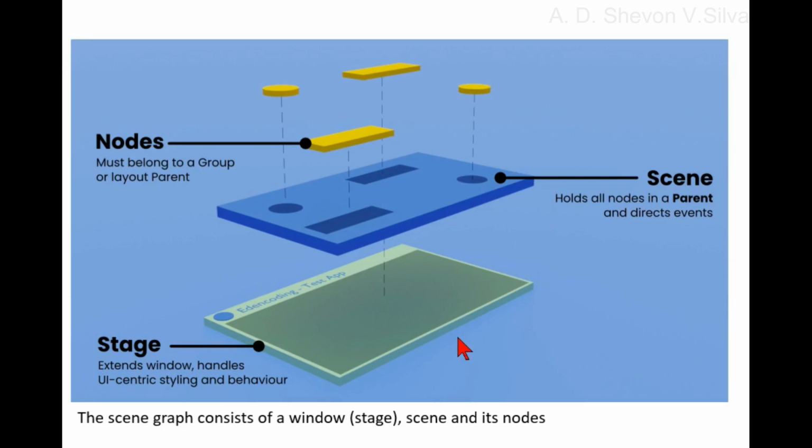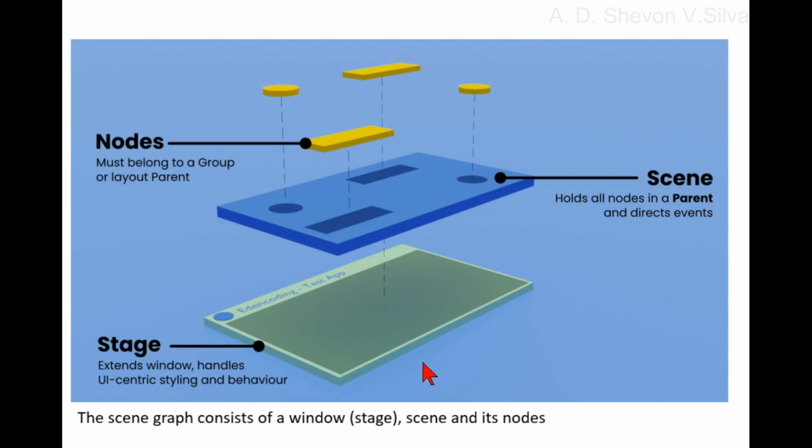The window that most people will use is a stage, which extends the window class. Each of these concepts, stage, scene graphs and nodes, surround the scene object, and together they discharge the responsibility of rendering your application to the screen.